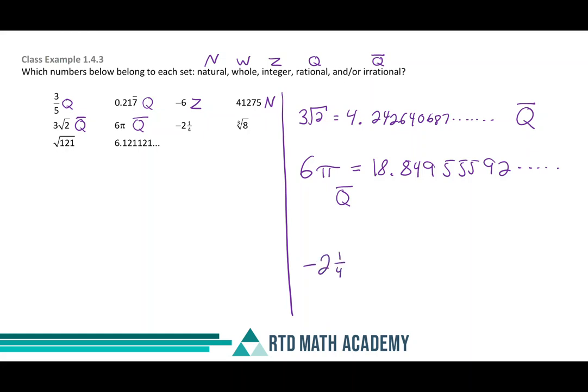-2 1/4, you are more than welcome to change this into a decimal. You could change this into a top-heavy fraction. We could rewrite this as negative 2.25, because I know a quarter is the same thing as 0.25. In this particular case, it looks like we want to classify it as an integer because it has a negative sign, but we can't, because an integer is only whole numbers, either positive or negative. In this particular case, this is written as a fraction or a terminating decimal, so it is simply a rational number.